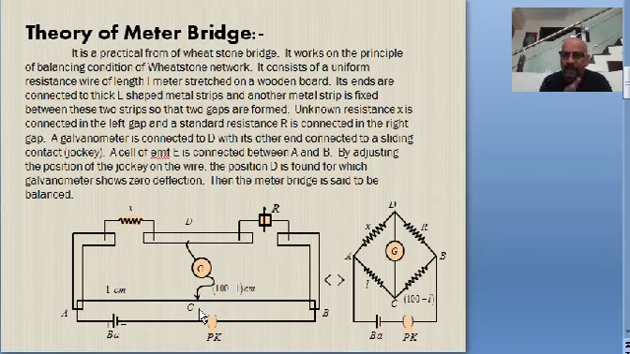If the network is balanced, then X by R is equal to L divided by 100 minus L if it is in centimeter, or X by R is equal to L divided by 1 minus L if it is in meter. Now you know the value of R, the value of L, and the value of 100 minus L or 1 minus L, so you can calculate the value of X. That's it. You can see that in the next slide.